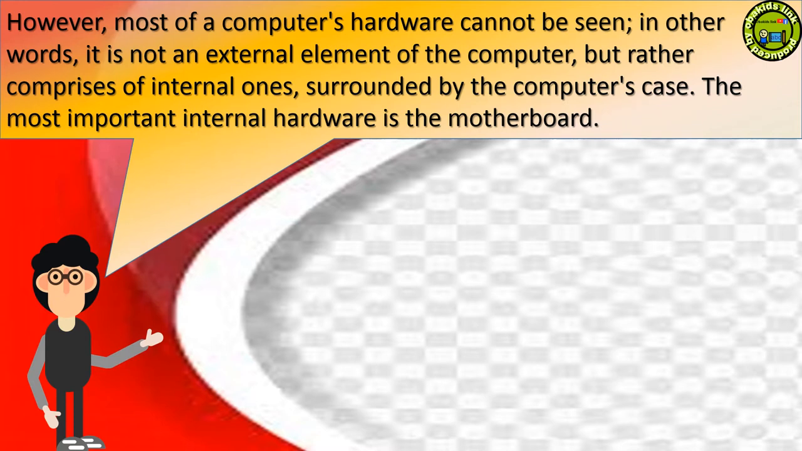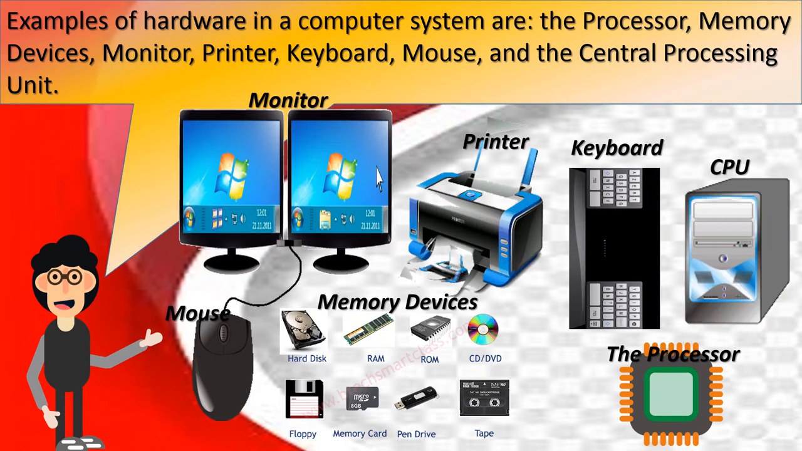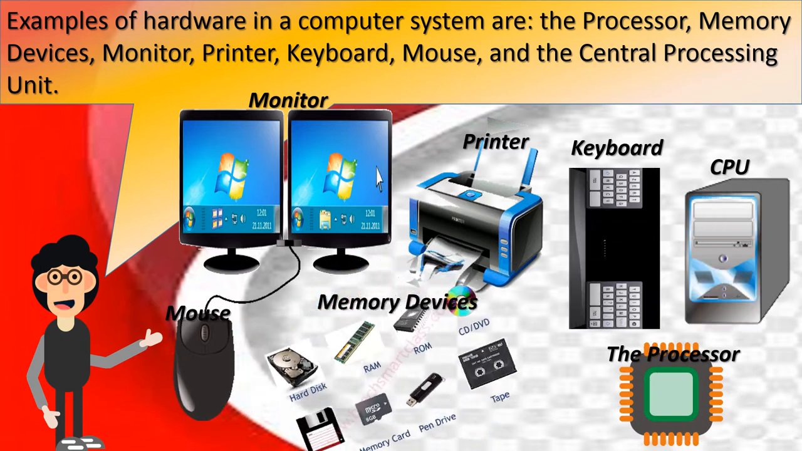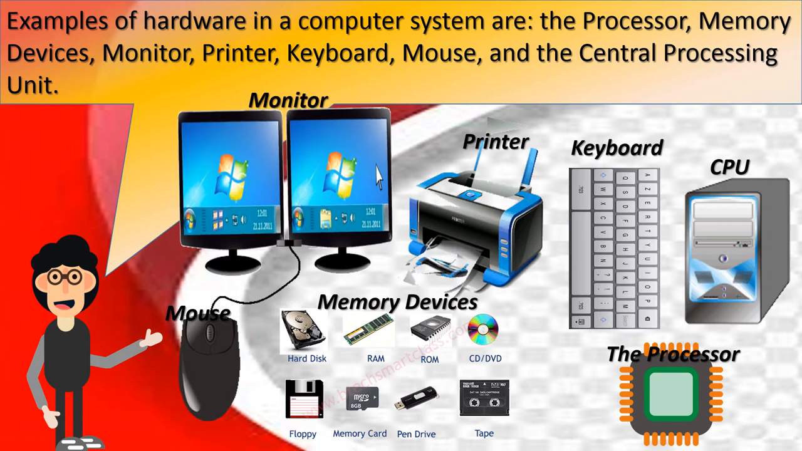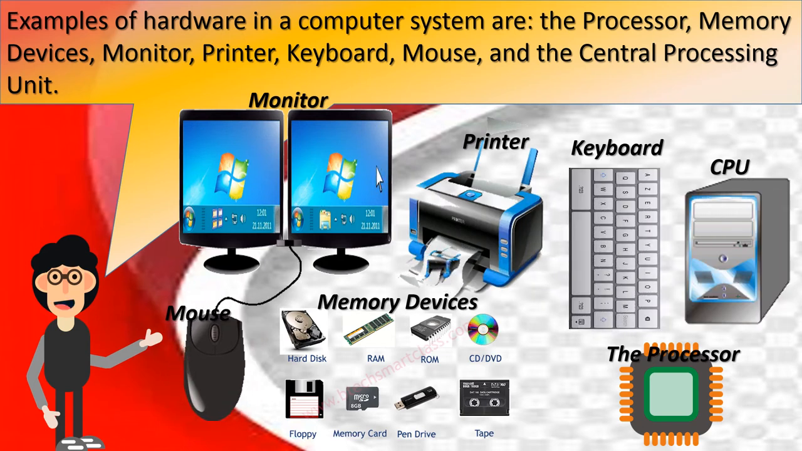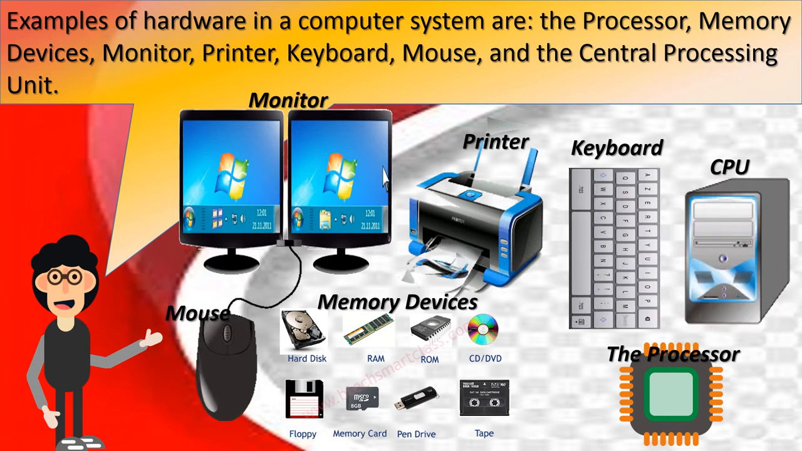However, most of a computer's hardware cannot be seen. In other words, it is not an external element of the computer, but rather comprises internal ones, surrounded by the computer's case. The most important internal hardware is the motherboard. Examples of hardware in a computer system are the processor, memory devices, monitor, printer, keyboard, mouse, and the central processing unit, CPU.